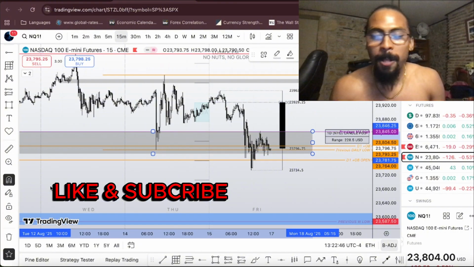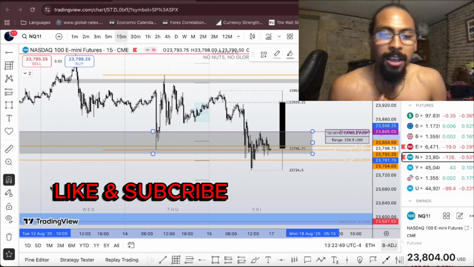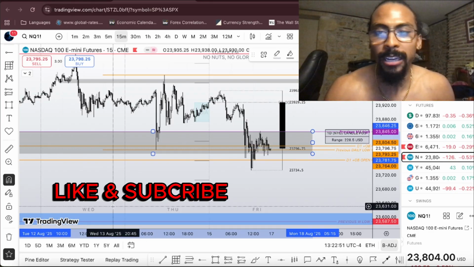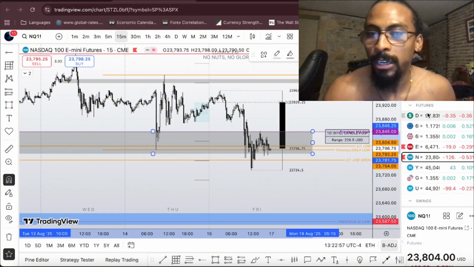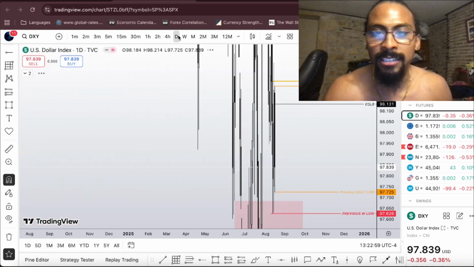I just wanted to do a quick little pre-week outlook. Show you guys exactly what PD arrays I'm looking at this week. What's my bias? What am I mainly focused on this week? And we're just gonna get right into it. Let's go ahead and start off with dollar, and then we'll move on to indices and all the other stuff.